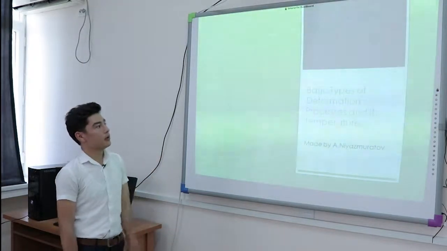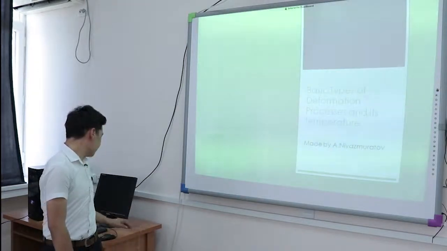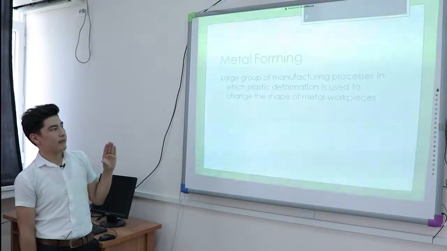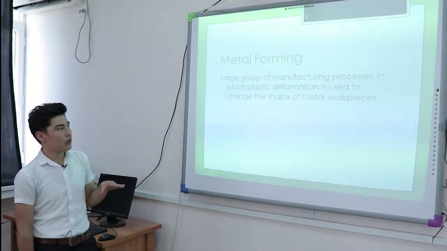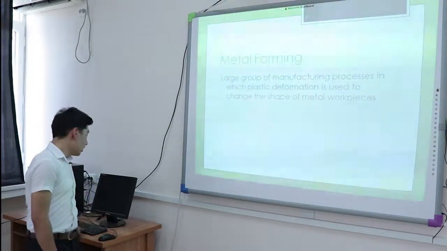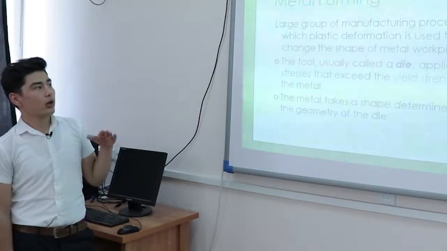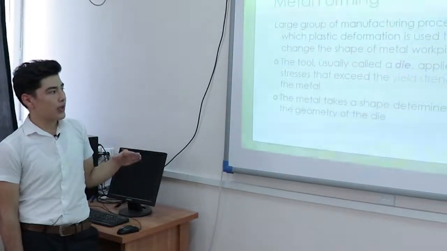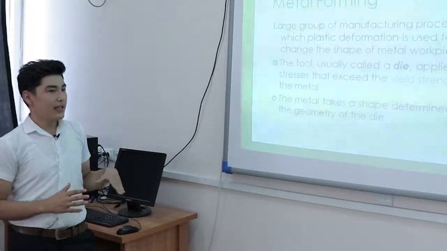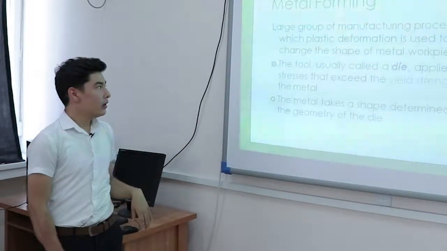Today I'm going to talk about basic types of deformation processes and their temperature. Metal forming is a large group of manufacturing processes in which plastic deformation is used to change the shape of metal workpieces. The tool used in metal forming is usually called a die, which applies stresses that exceed the yield strength of the metal. The metal takes a shape determined by the geometry of the die.